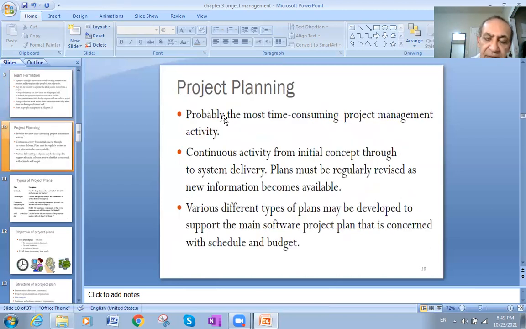So project planning, like we talked about before, is probably the most time consuming project management activity, a continuous activity from initial concept through to system delivery. Plans must be regularly revised. This is a very important sentence. We must always revise the plans as new information becomes available. Various different types of plan may be developed to support the main software project plan, which is concerned with schedule and budget, because the main work of the software project plan is the schedule and the budgeting. Those are the ones done for a software project.